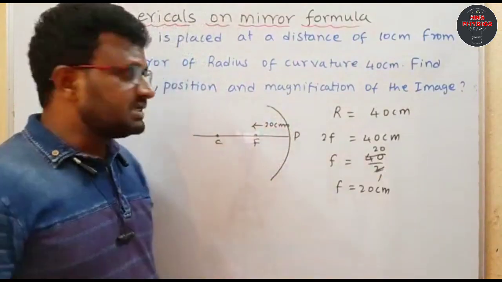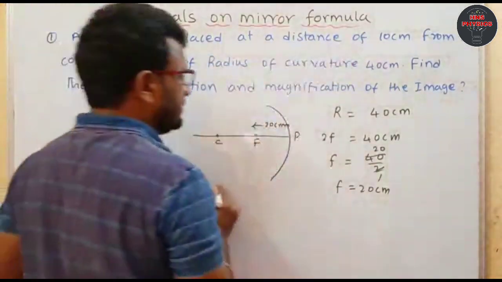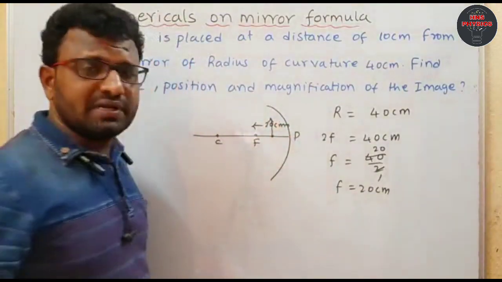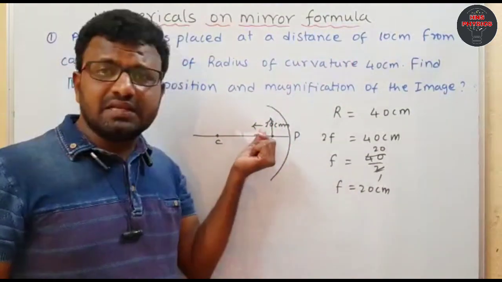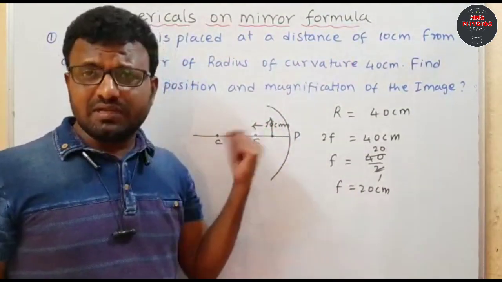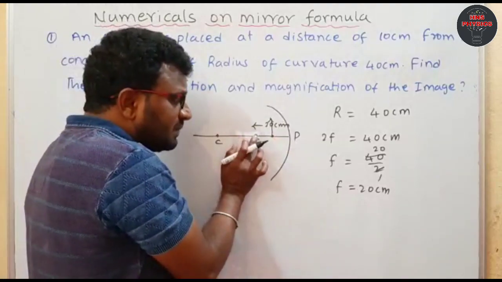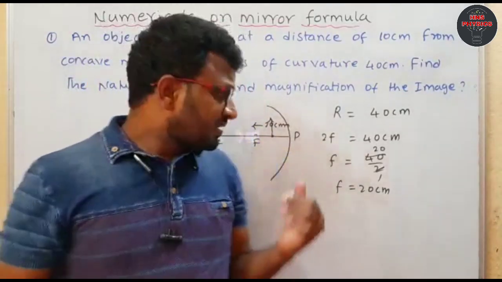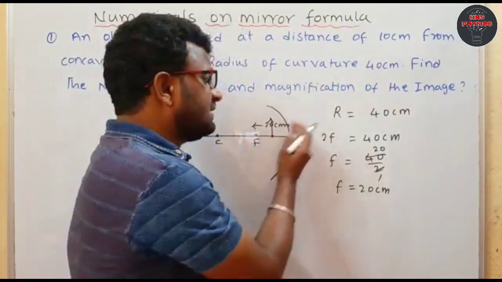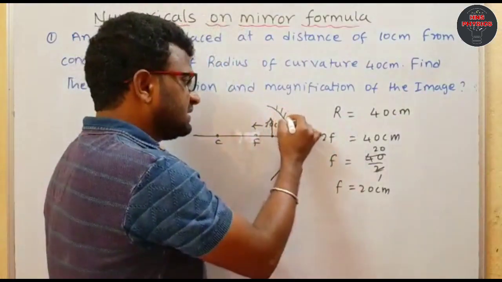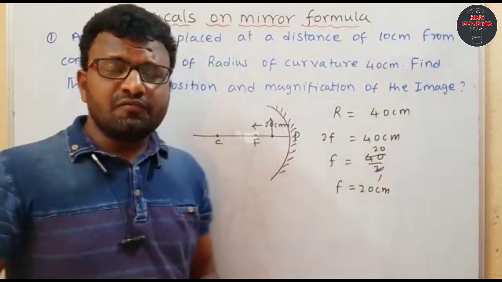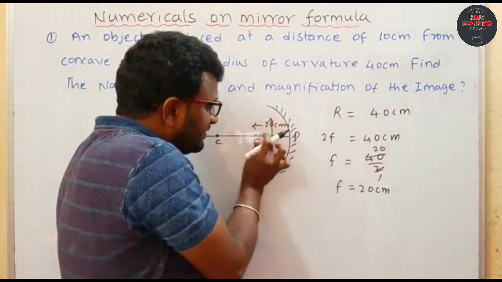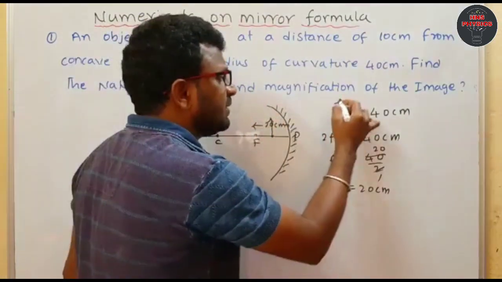If you know the focal length, then we can find where the object is located. Here the object distance is given as 10 centimeter. That means the object is placed between the focus and pole, because 10 centimeter is less than the focal length of 20 centimeter. We know that when the object is placed between the focus and pole, the image is formed behind the mirror. We already discussed ray diagrams for the concave mirror. If you analyze like this, the solution becomes very easy.